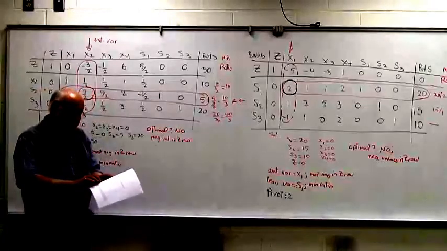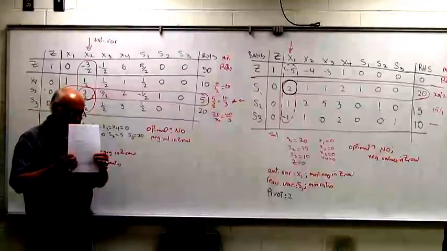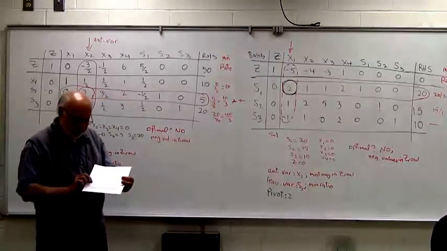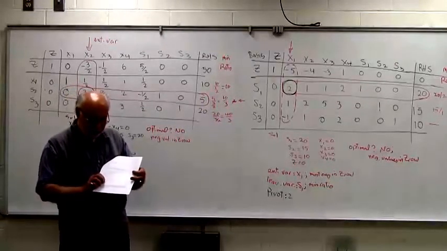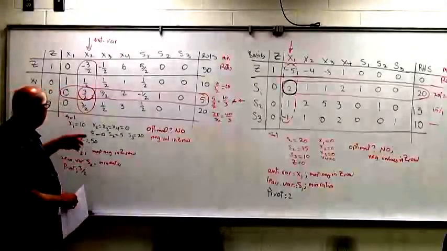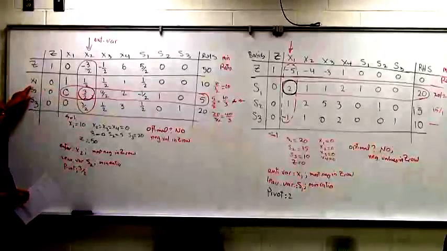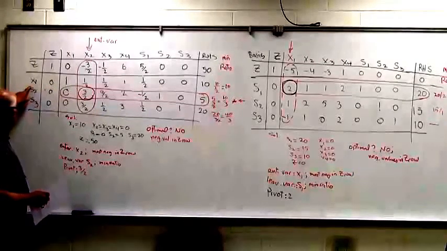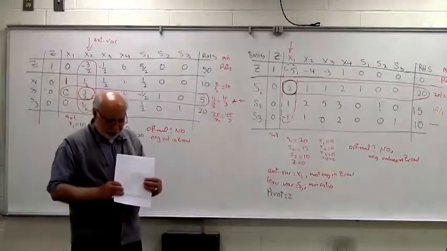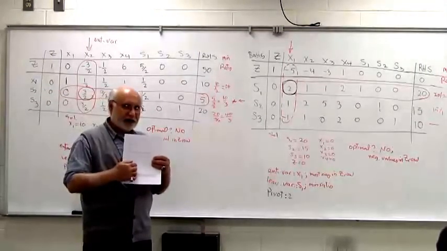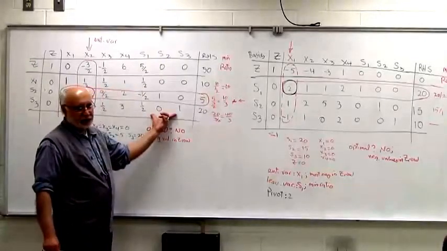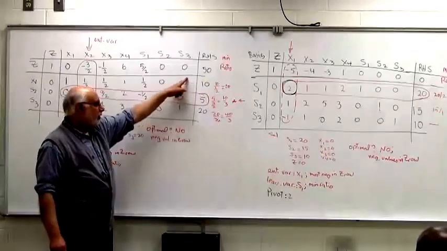In this handout, look what B2 is. B2 is 2, 1, minus 1. These are the coefficients of x1 in the original problem. And what is S2 and what is S3? It's just right here. If you find the inverse of that, this is the inverse. This is where that inverse is.